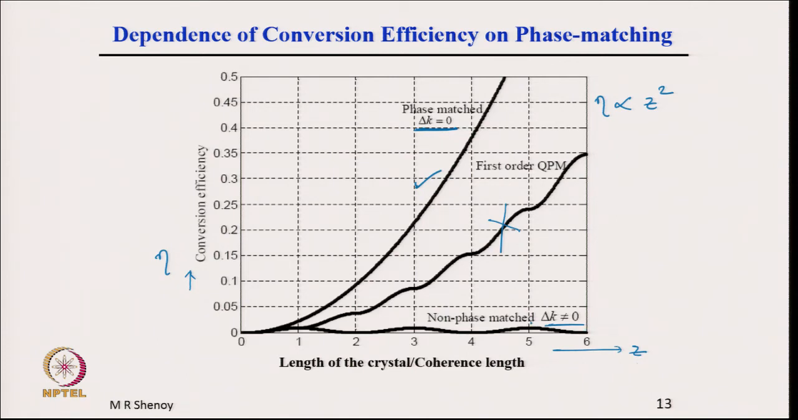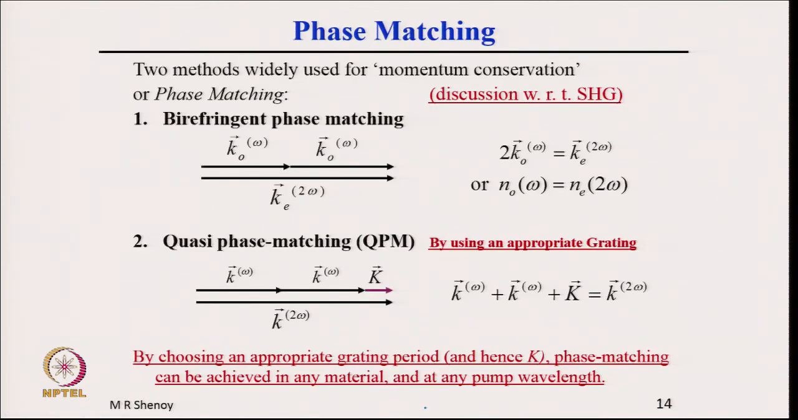This clearly shows that phase matching is a very important requirement for efficient nonlinear optical interactions. Now, let us see the phase matching techniques which are used. The two most widely used methods for phase matching are birefringent phase matching and quasi-phase matching.